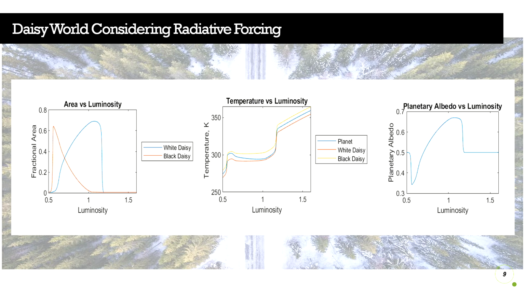All three plots show similar profiles to the original with highs and lows at similar values as well, but due to the radiative forcing, the curves reach their respective peaks and low points at lower luminosity levels. This makes sense because we know that the daisies survive best between certain temperature ranges.